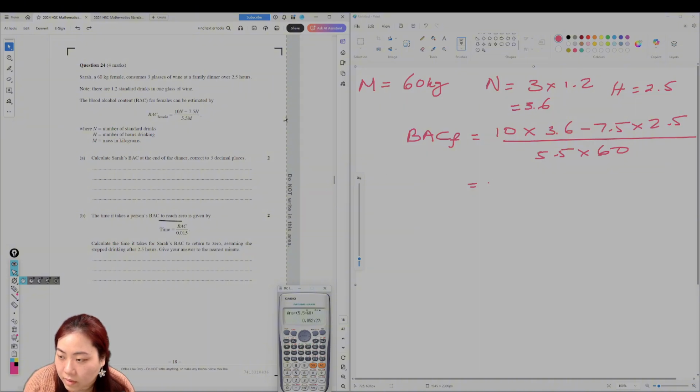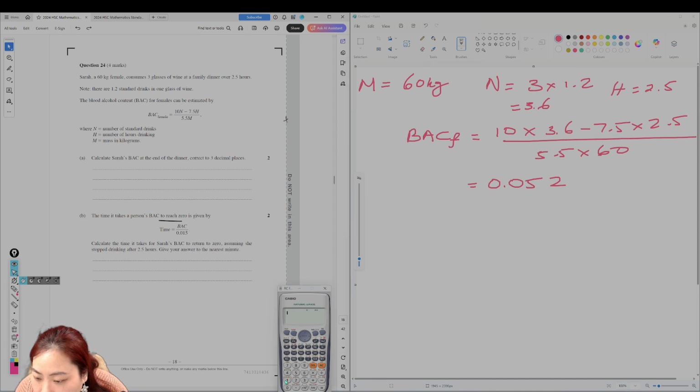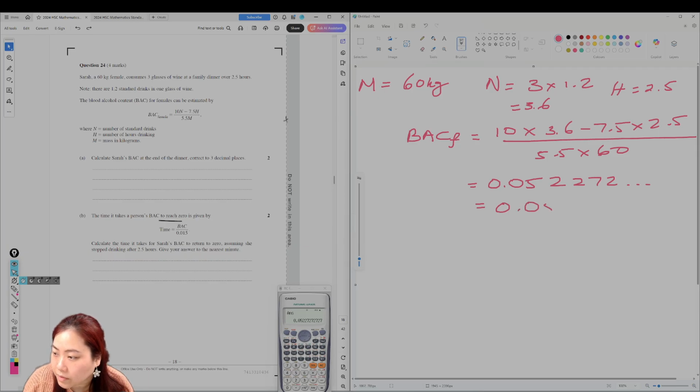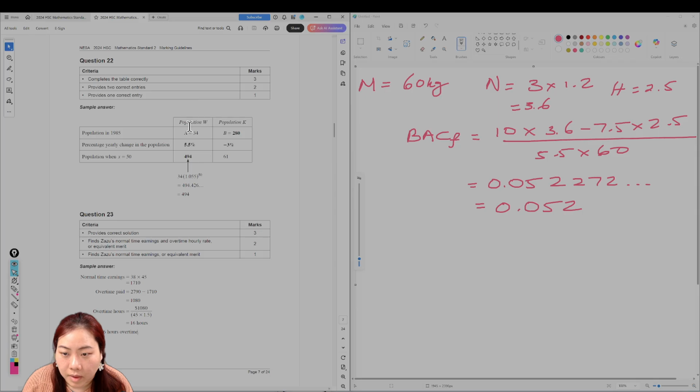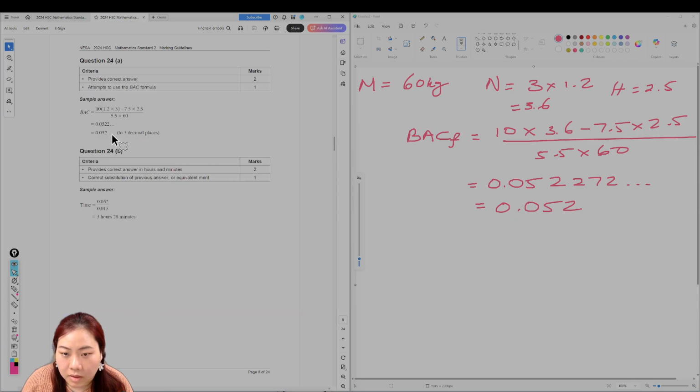Okay, we have 0.052 to 3 decimal places. I don't like that my calculator does this. Oh, there we go. 0.052272 and so on, to 3 decimal places is 0.052. Let's check if we are correct. Yep, 0.052. Excellent. I think we used all the right things. Yep, good.